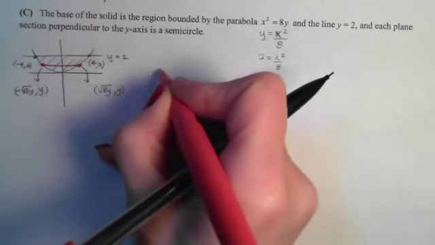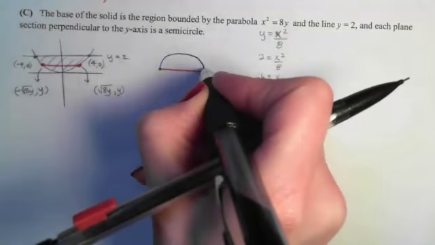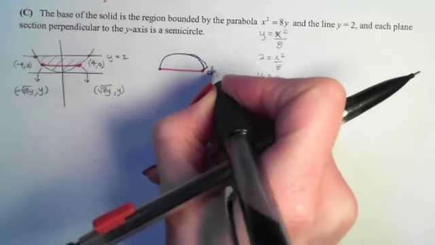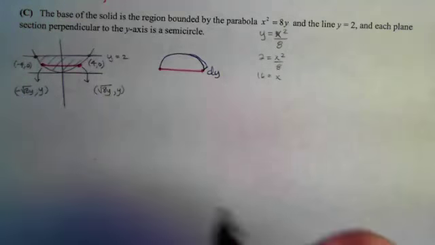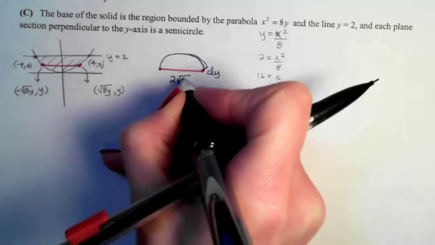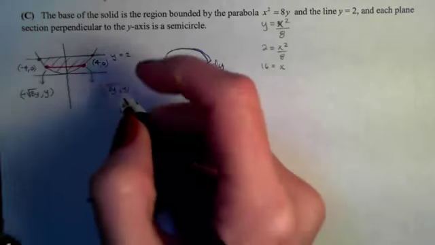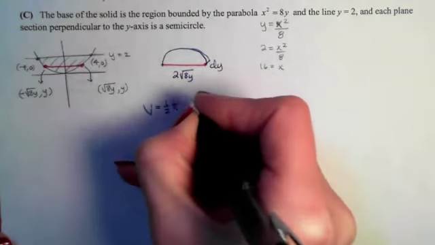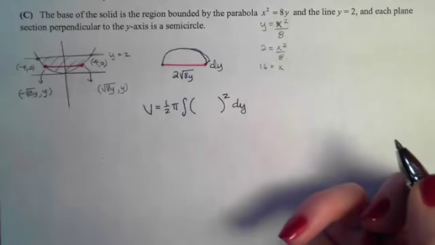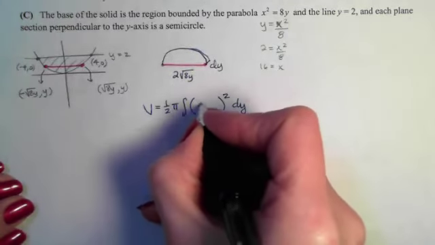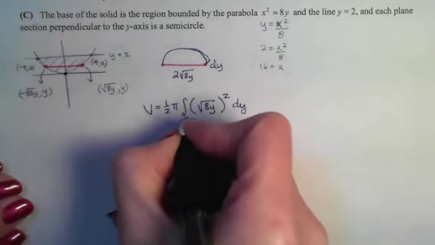So if we build a semicircle off of that strip, we are going to have a hair of thickness that's dy. The length of that is going to be root 8y minus negative root 8y, which is 2 of those root 8y's. And we need to write the volume of that semicircle. So that's going to be 1/2 pi times the radius squared dy, and we'll sum them all up. So the radius is going to be half of that diameter, so that's just going to be your root 8y, and the y's are going to go from 0 up to 2.